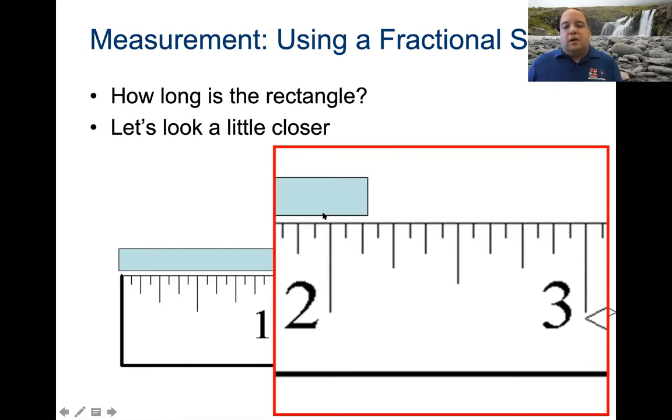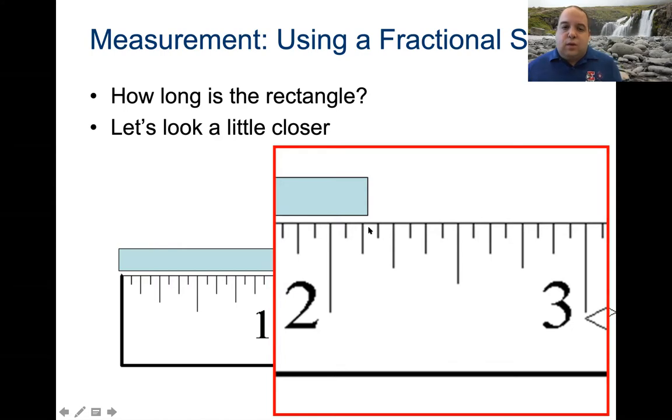So when we take a look at how long this rectangle is, we know that it's between 2 and 3. So it's 2 something. Okay. We start counting lines. We got 1, 2. 2 lines. Doesn't quite get to the third line. So since anything that lands in between these lines, we're going to use a 32nd. So as we're looking at this number, this would have been 1/32. This would have been 3/32. And this would have been 5/32.